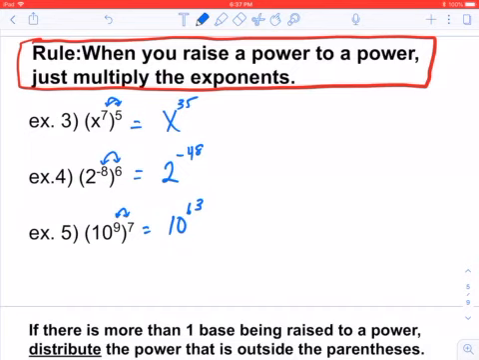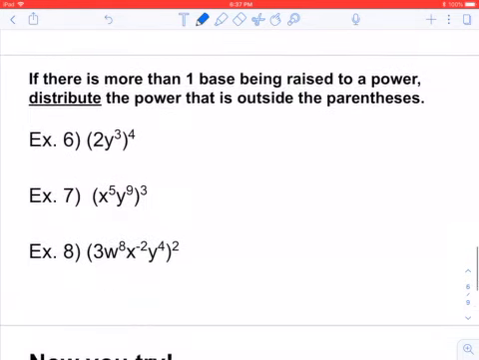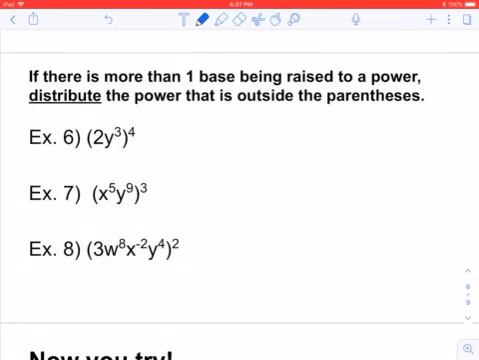We're looking at power to a power problems, where we have something with an exponent on it, like 10 to the 9th, and then we're taking that whole thing and raising it to an exponent. Okay, so it's not a multiplication problem, it's a power to a power problem. We multiply the exponents in this case. If there's more than one base being raised to a power, just distribute the power that's outside the parentheses.